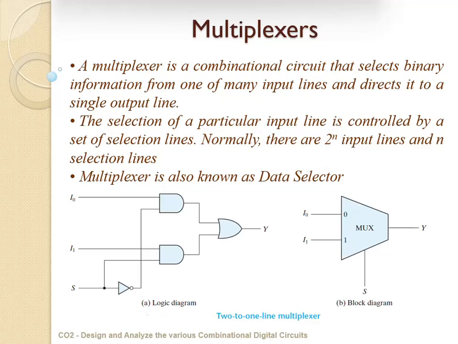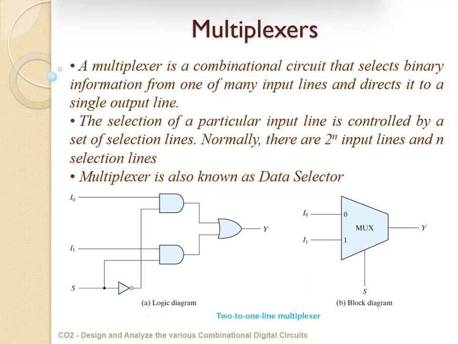If there are normally 2 to the power n input lines, you will have n select lines. A multiplexer is also known as a data selector. Let us go with the block diagram of a multiplexer. It is a 2 cross 1 multiplexer, 2 inputs and 1 output. To select among the 2 inputs, we use a select line S.